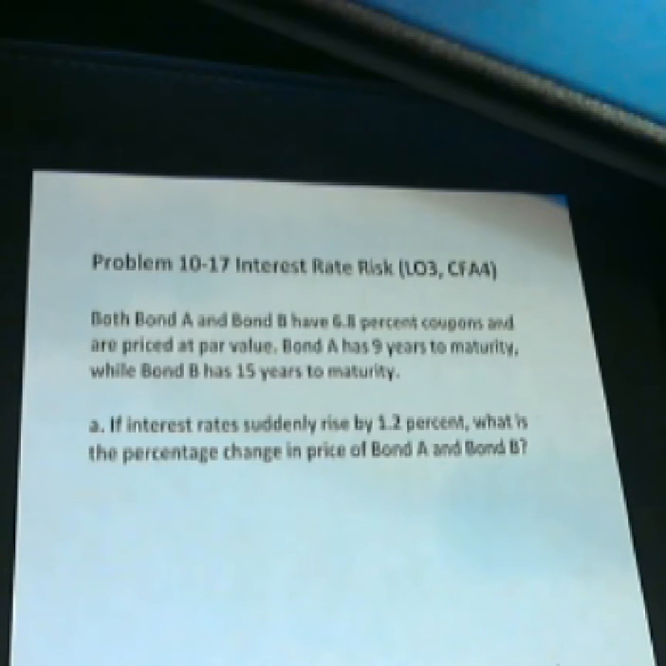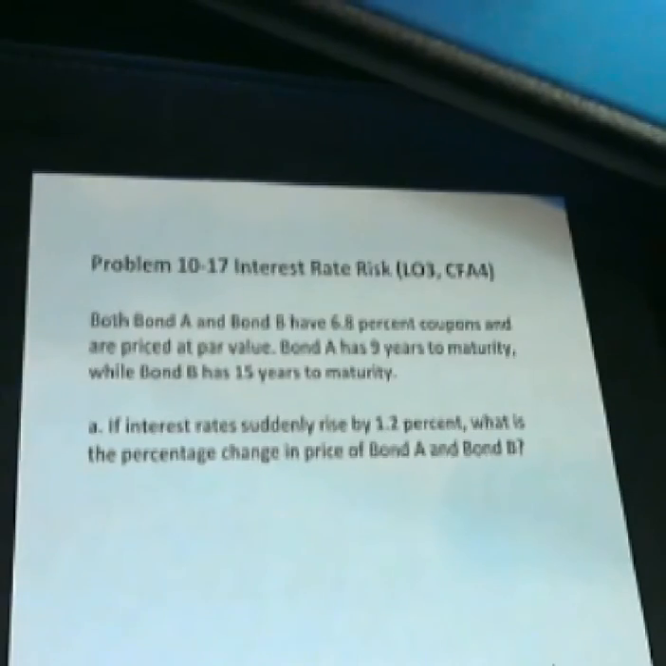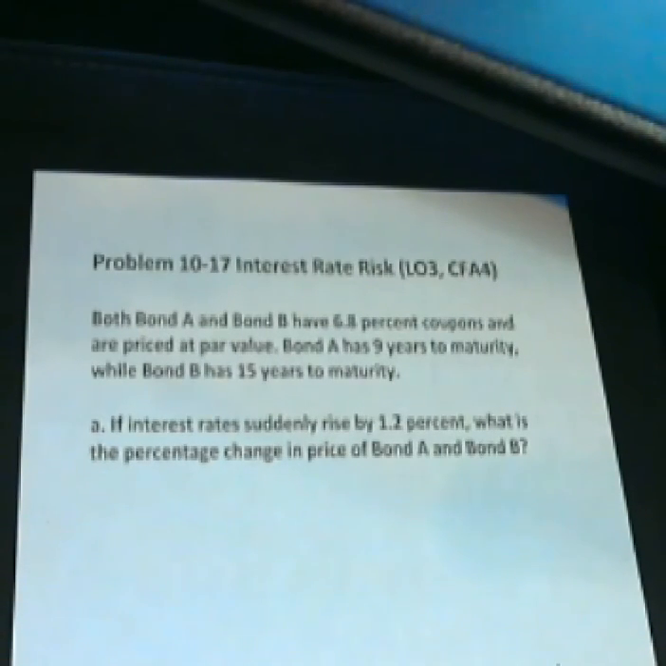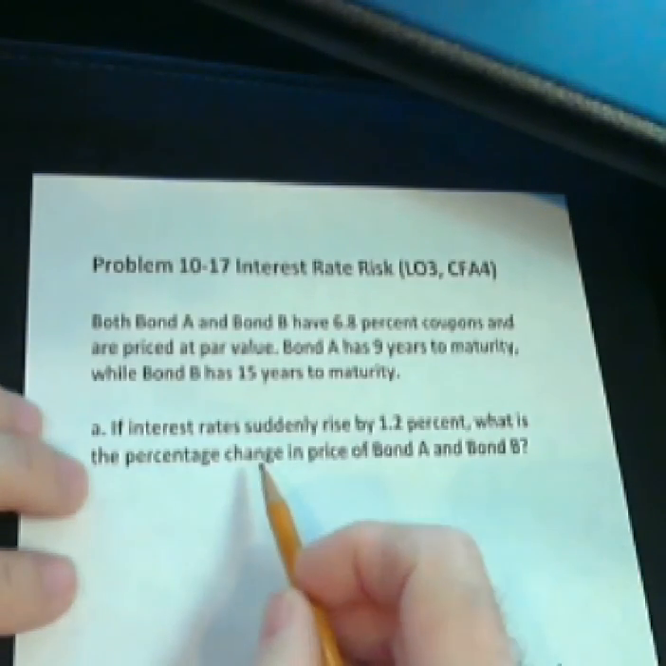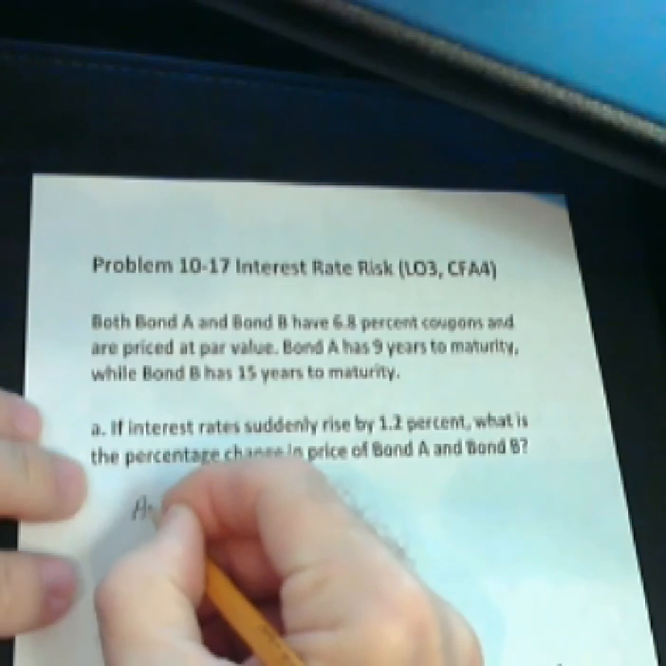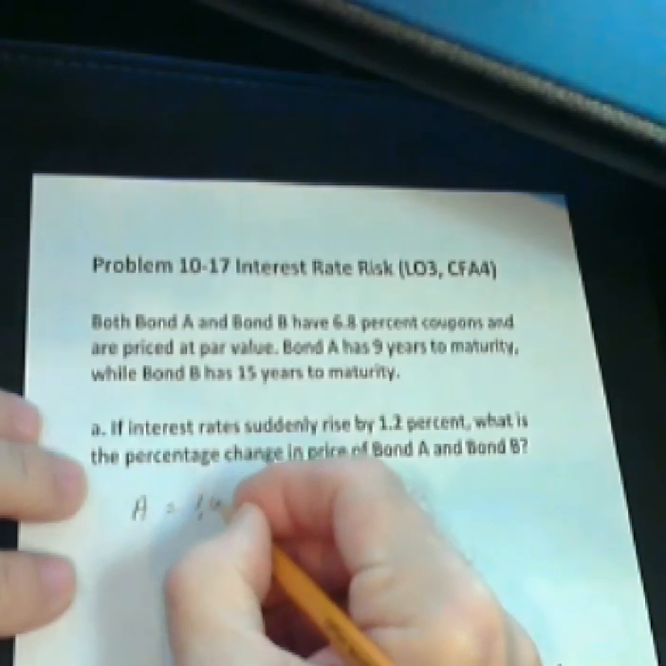And the question says now, suppose the interest rate rises by 1.2%. When you see interest rates, that does not mean the coupon rate, that means the yield to maturity. So what's the percentage change in the price of bond A and bond B? What you have to do is compute the price today. Both bonds are priced at par, and so basically, bond A has a price of $1,000.